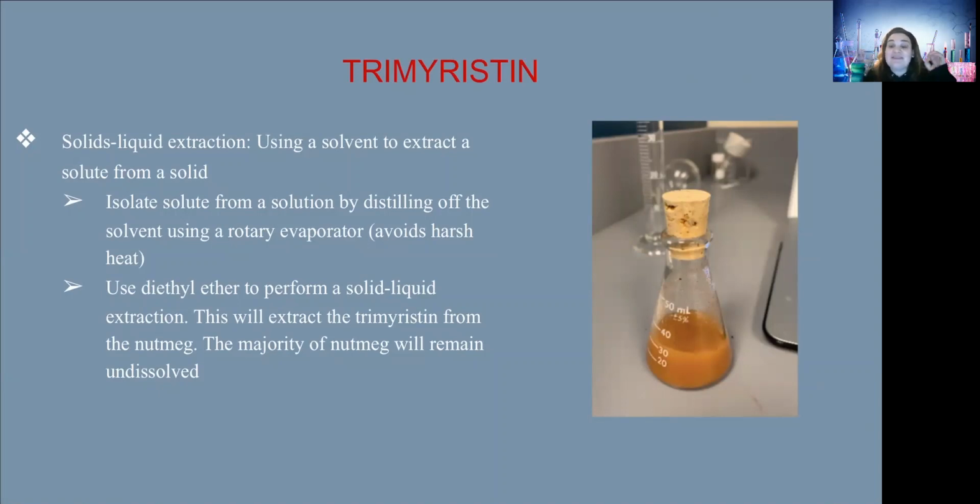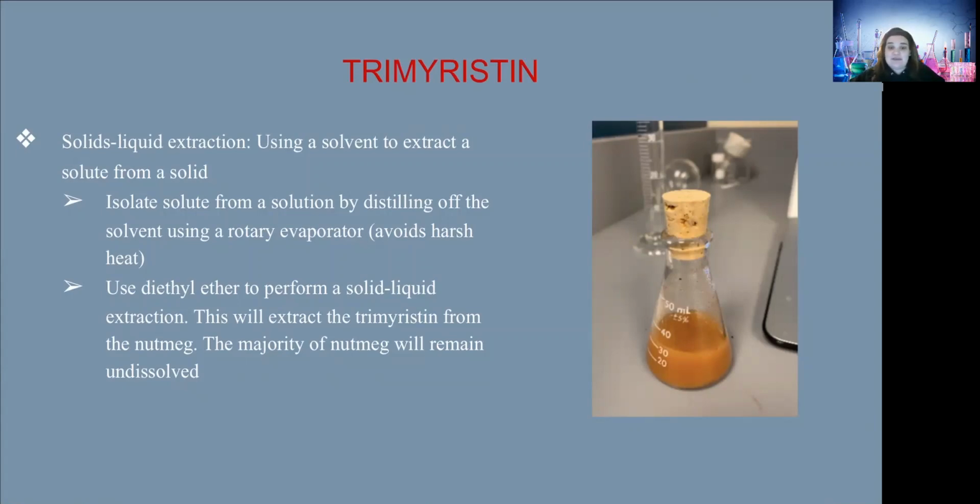So the solid liquid extraction, we use a solvent essentially to extract a solute from a solid. Now, the most common example of a solid liquid extraction that we use every day is coffee beans, right? If you're like myself and an avid coffee drinker, I have about 3 cups a day. What happens is we're extracting caffeine from those coffee beans. So that's a solid liquid extraction, okay?